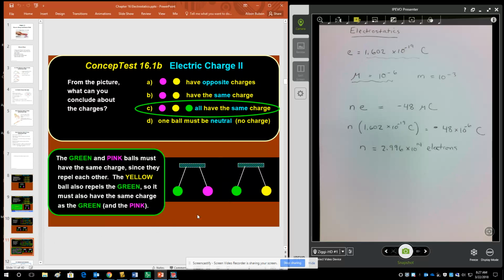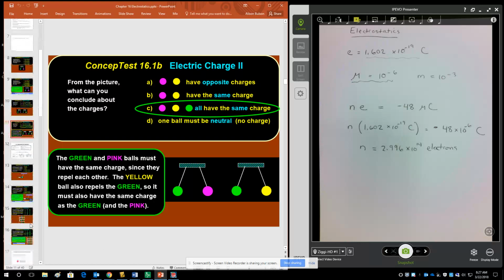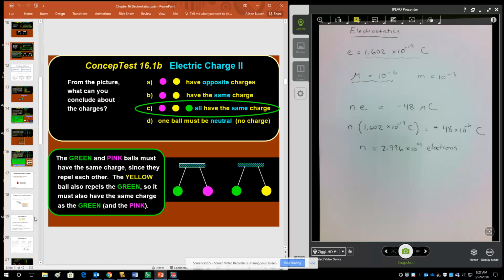We must conclude, since everybody repels, and we're assuming that these are 2 separate scenarios, that the pink is not attracting the green over here, because that would mean green isn't green. We must conclude that all 3 have the same charge, since they all 3 repel. So a lot of this is kind of like logic, along with the idea of opposites attract and like charges repel.